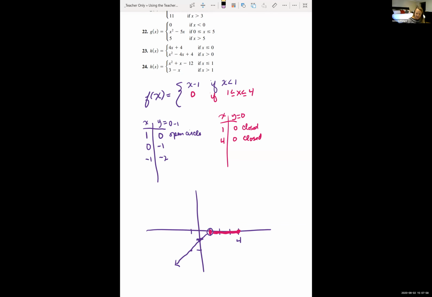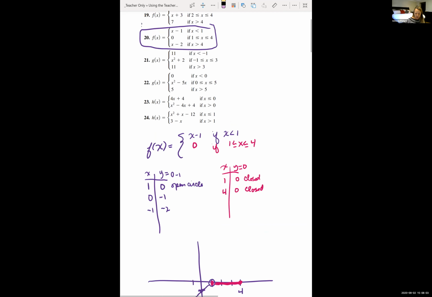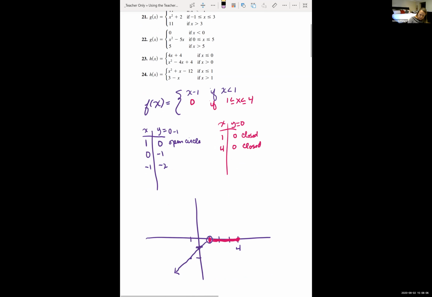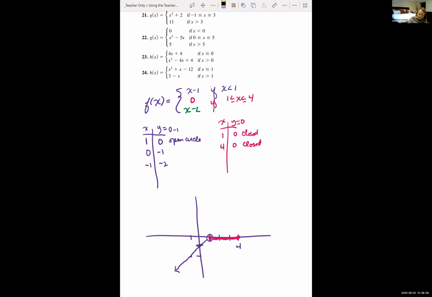And then the last equation, that last equation was x minus 2. And this was for values if x was strictly greater than 4. So again, I know this is a linear line. My slope is 1. My y-intercept would be negative 2, although I'm not even going to the y-axis. Let's look at what's happening at the end value of our inequality. So at 4, plugging in 4 for x, I get 4 minus 2, which is 2. This is going to be an open circle.